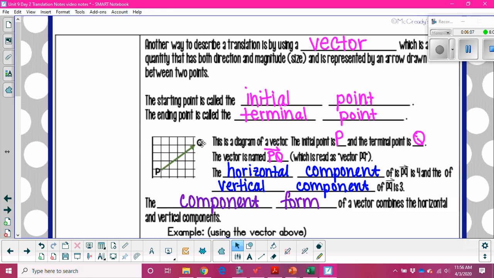And when you name a vector, I know I have it written over here, but you would name it with its initial point first, then its terminal point, with the symbol for vector over it, which looks like half an arrow.